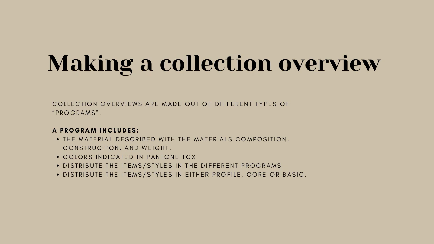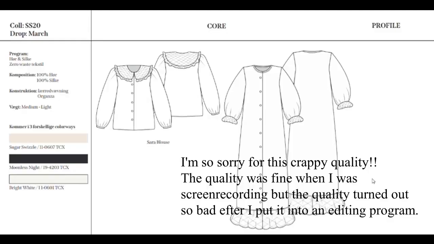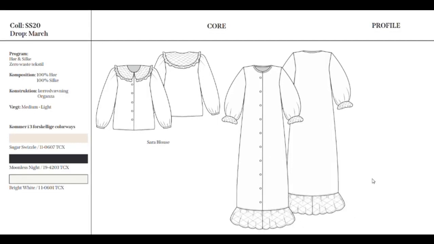And collection overviews are made of different types of programs. So a program includes the material described with the material's composition, construction, and weight. Colors indicated in Pantone TCX color. Why? It's because then there is no color confusion, because you have the specific code. And then you will distribute the items in the different programs and distribute the items in either profile, core, or basic category. So let me show you guys an example of what a collection overview looks like, so that I can explain it to you in more depth of how to make one.